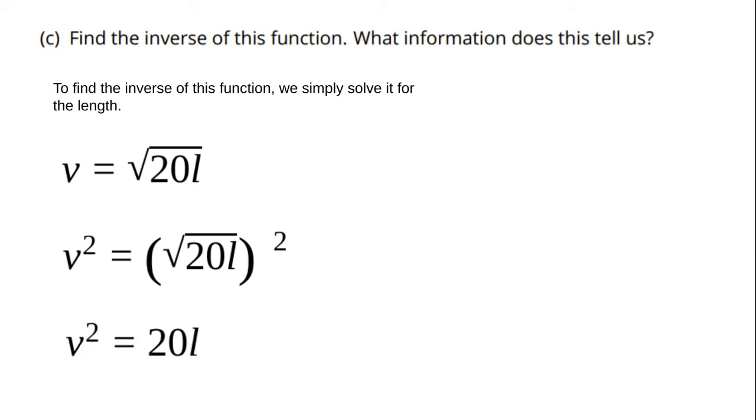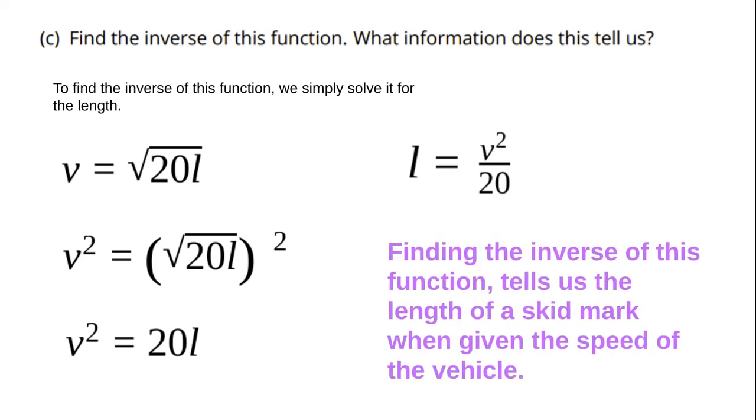And we've got V squared is equal to 20L. And then we would divide both sides by 20. And so what this is telling us is, by finding the inverse, we can calculate the length of a skid mark on the highway that's going to be produced when a car is going a certain velocity. So the inverse of this function tells us the length of a skid mark that it's going to be if you know the speed of the vehicle.